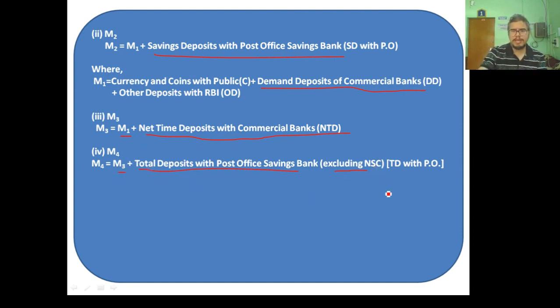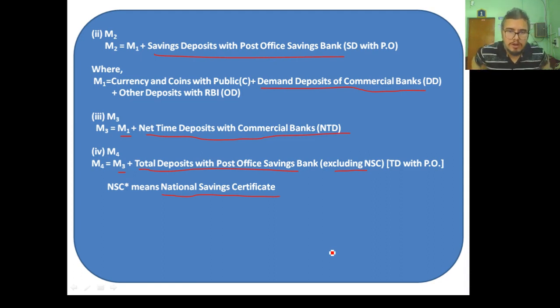Now, excluding NSC. What does NSC mean? The full form of NSC is National Savings Certificate. It is available in the post offices. It is just like a security or a bond of the government which you can purchase, and it has a certain maturity period. You have to hold that security for a definite time period, let's say 8 years, 5 years, etc. And then after the maturity period elapses, you can go to the post office, sell those certificates, and get the money back.